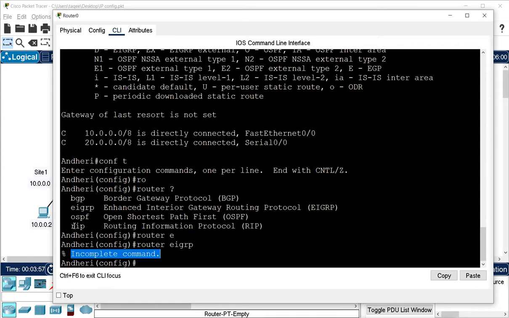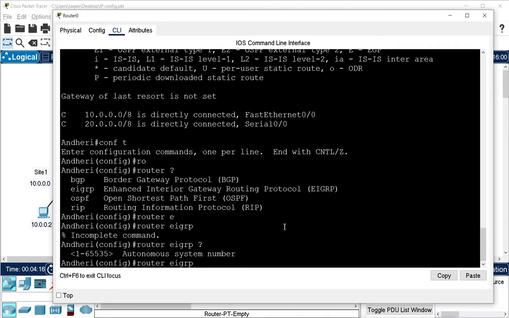For RIP, only the routing protocol name is enough. For OSPF, we have to give the process ID with the protocol name. Now what do we have to mention with EIGRP? When I give a question mark here, it says I have to mention the autonomous system number. This is not a process ID like we give in OSPF.